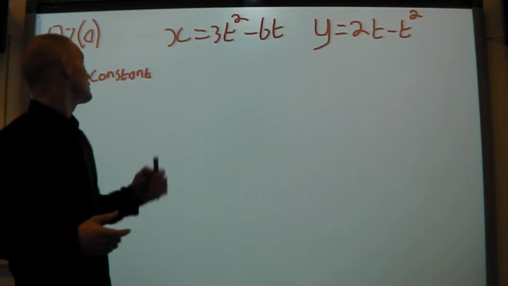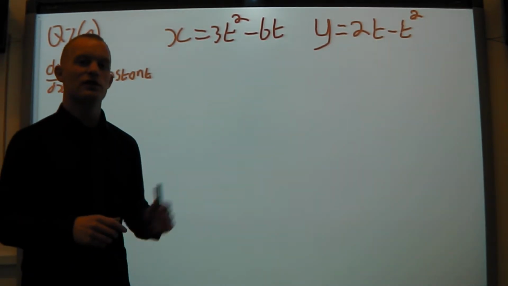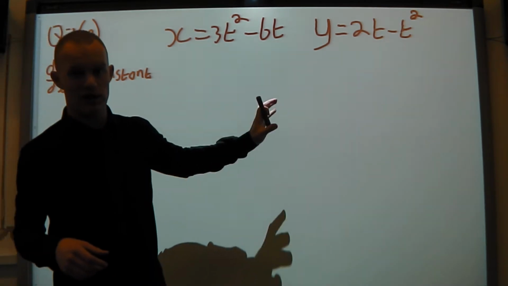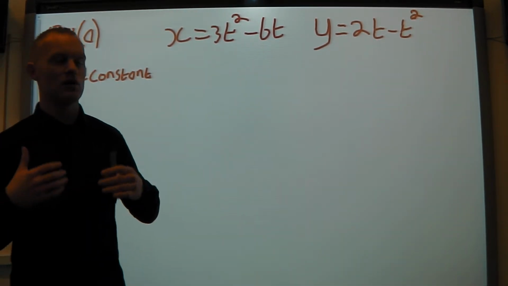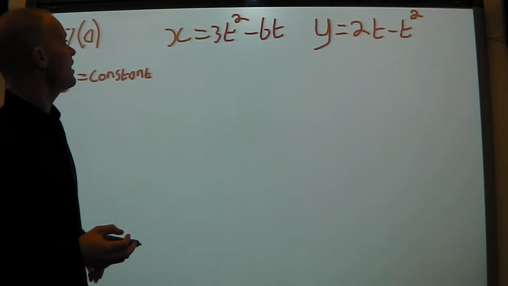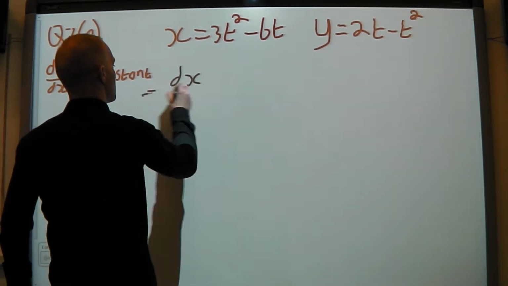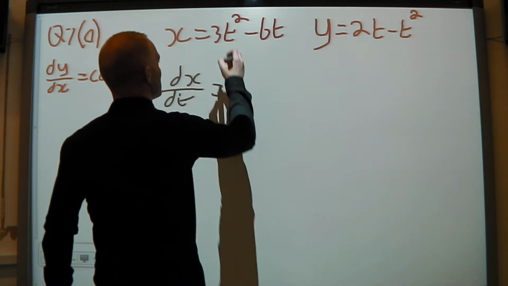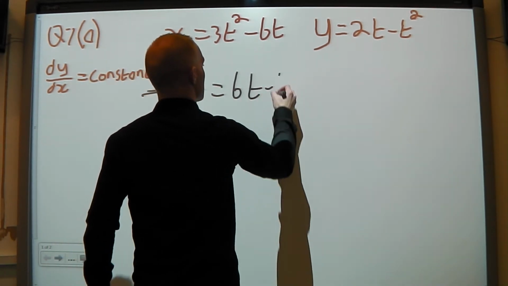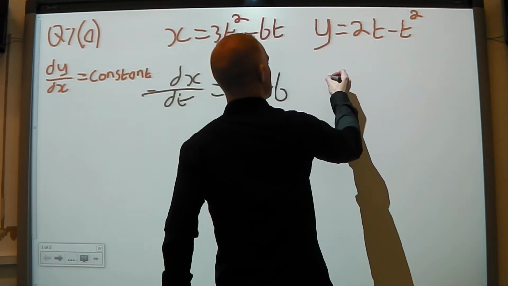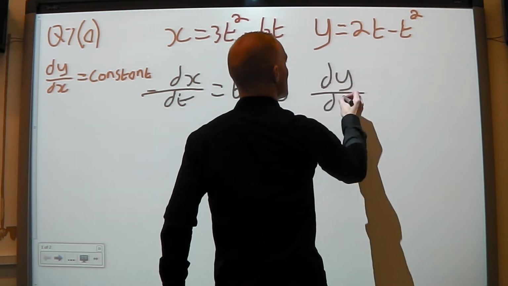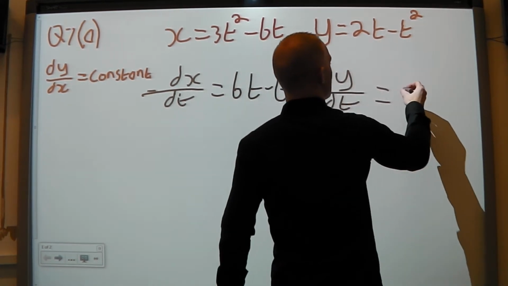Now, we're asked here to show that dy/dx is a constant. So first we have to get dx/dt, and then we have to get dy/dt, and then from that we have to maneuver what dy/dx is. So we'll just start off with dx/dt here. We know dx/dt is equal to 6t minus 6. And then we want dy/dt, which is equal to 2 minus 2t.